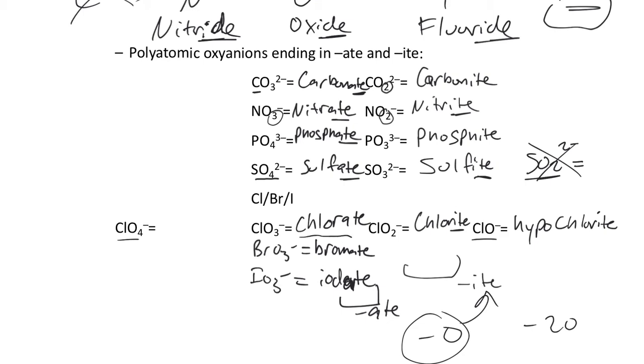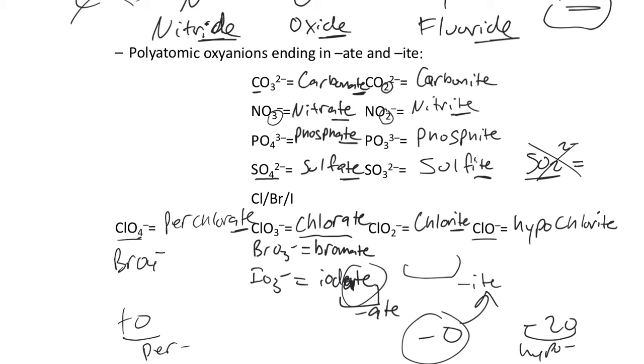And then if you go the other direction, you add an O to a formula. So if you take the second O away, you just go hypo out in front. If you add an O, you add a per out in front. And so you're adding a per to the ATE ending because that's the ion that you added the O to. So if you add an O to the formula of chlorate, so go to ClO4 minus, this would be perchlorate. So we have two ATEs and two ITEs. So we have chlorate, chlorite, and then hypochlorite, and then chlorate, and then perchlorate.